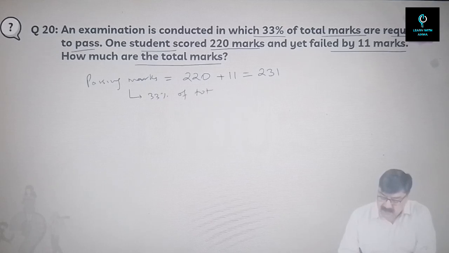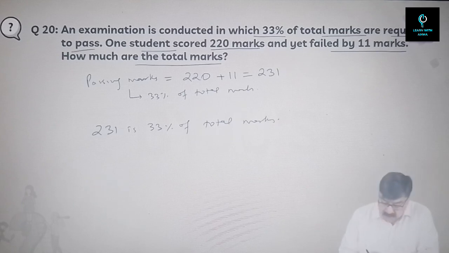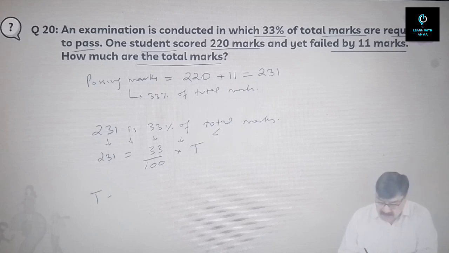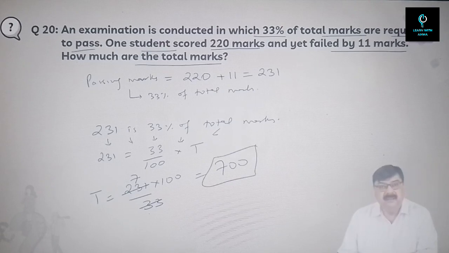And passing marks are 33% of total marks. So 231 is 33% of total marks. So 231 is 33 by 100 of total marks. Mind you, it is not 33.33%, so do not commit the mistake of taking this as 1 by 3. Of total marks, which I am taking as T. So T here is 231 into 100 by 33. This goes by 7. Total marks are 700.